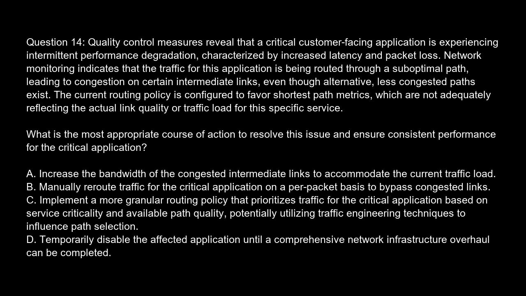Option A. Increase the bandwidth of the congested intermediate links to accommodate the current traffic load. Option B. Manually reroute traffic for the critical application on a per-packet basis to bypass congested links. Option C. Implement a more granular routing policy that prioritizes traffic for the critical application based on service criticality and available path quality, potentially utilizing traffic engineering techniques to influence path selection. Option D. Temporarily disable the affected application until a comprehensive network infrastructure overhaul can be completed.